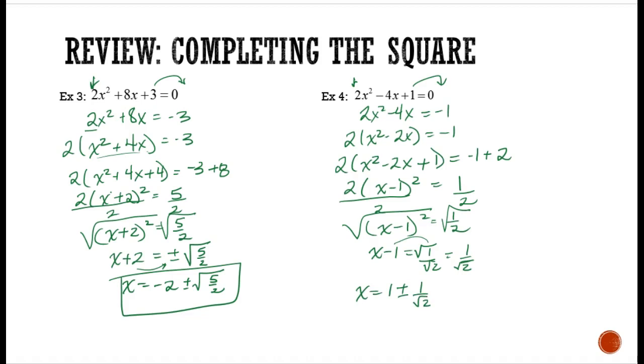But hopefully you remember this. You can't leave a radical in the denominator. So we have to do what's called rationalizing it. So we multiply it by whatever that radical is, and we'll end up with the square root of 2. Square root of 2 times square root of 2 is 2. So I would need to rewrite my answer as x equals 1 plus or minus the square root of 2 over 2. Okay.